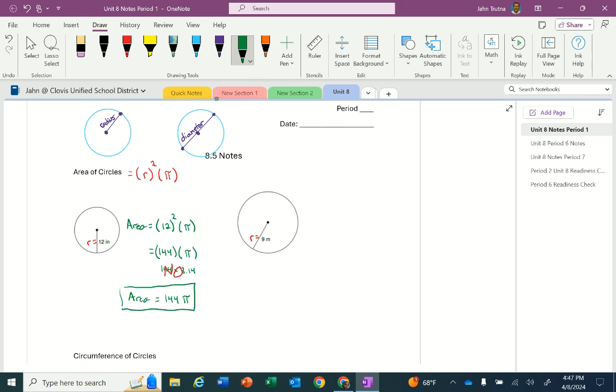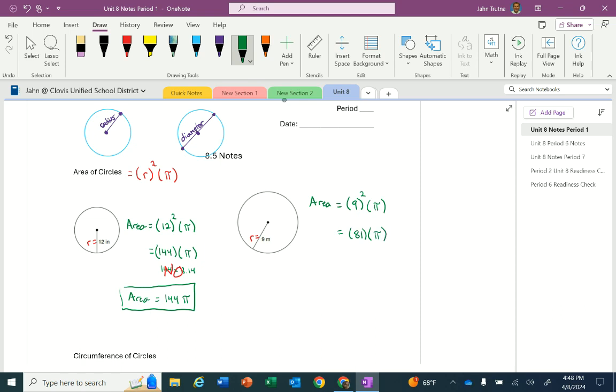Okay? Next example, for finding the area of this circle, we have a radius, which is 9. So to find the area, I'm going to multiply the radius squared, or the radius to the second power, 9 squared, and then I'm going to multiply that number with pi, the number pi. Square the 9, which is 81, and then I'm going to multiply 81 with the number pi.